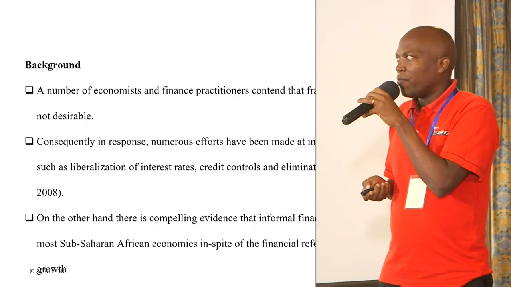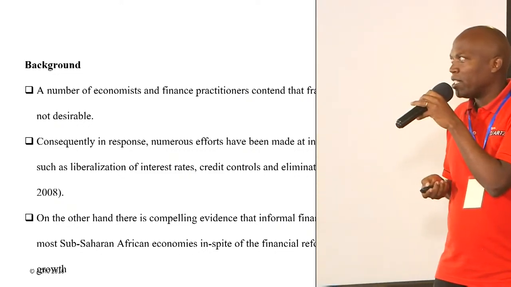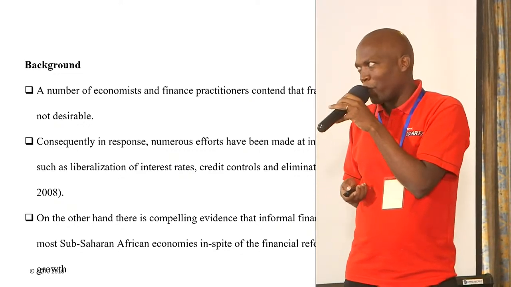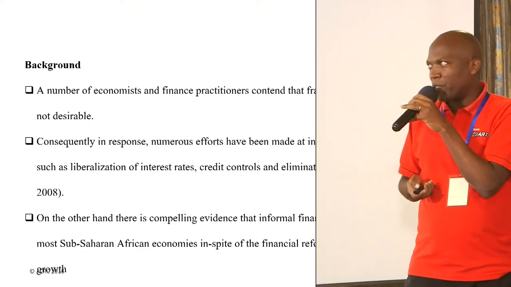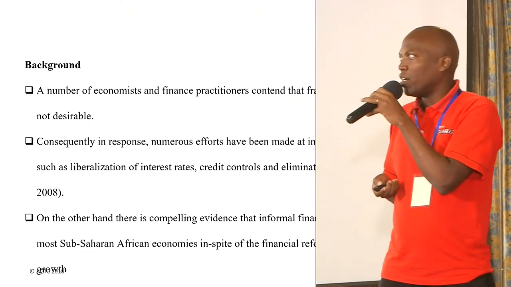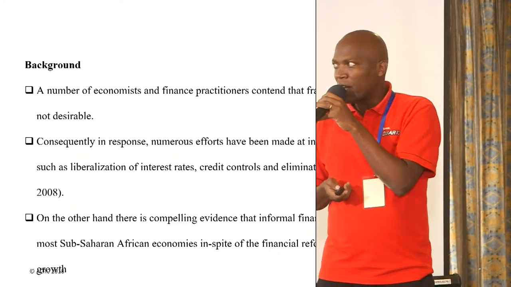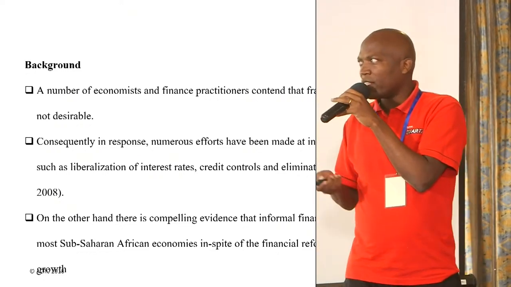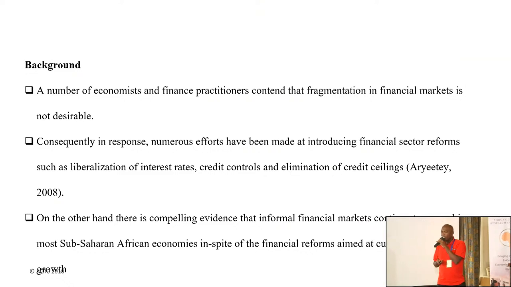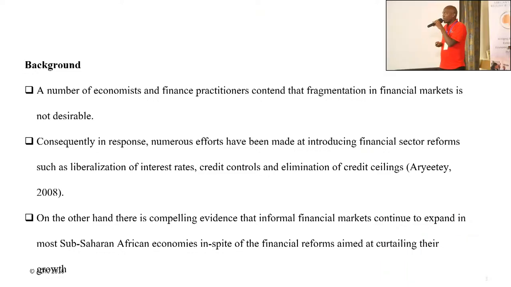A number of economists and finance practitioners contend that fragmentation in financial markets is not desirable. Consequently, in response, numerous efforts have been made at introducing financial sector reforms, such as liberalization of interest rates, credit controls, and elimination of credit ceilings. All this is meant to bring the two markets together, or to simply link them. On the other hand, there is compelling evidence that informal financial markets continue to expand in most sub-Saharan African economies in spite of financial reforms aimed at curtailing their growth.